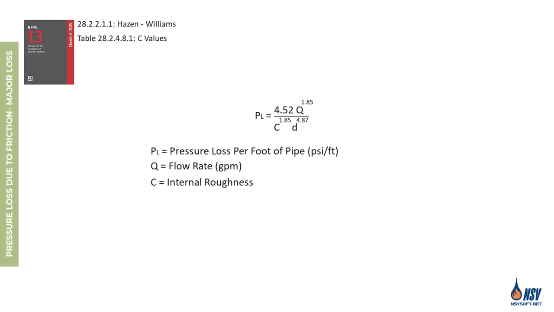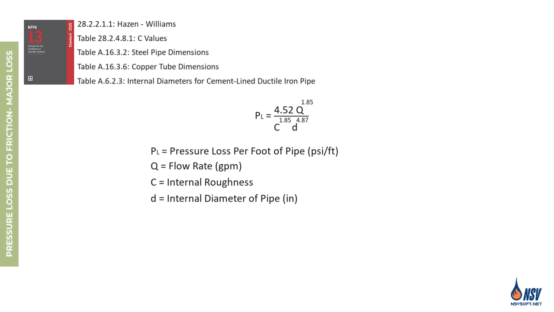The third parameter in the Hazen-Williams formula is D, which stands for the internal diameter of the pipe. In Annex A of NFPA 13, you'll find a detailed listing of internal diameters for various pipes and tubes. What's especially important here is the exponent applied to D in the formula, 4.87. This high power means that diameter has the greatest influence on pressure loss compared to the other parameters. Even a small change in pipe diameter can lead to a significant change in friction loss, making it a critical factor in hydraulic design.